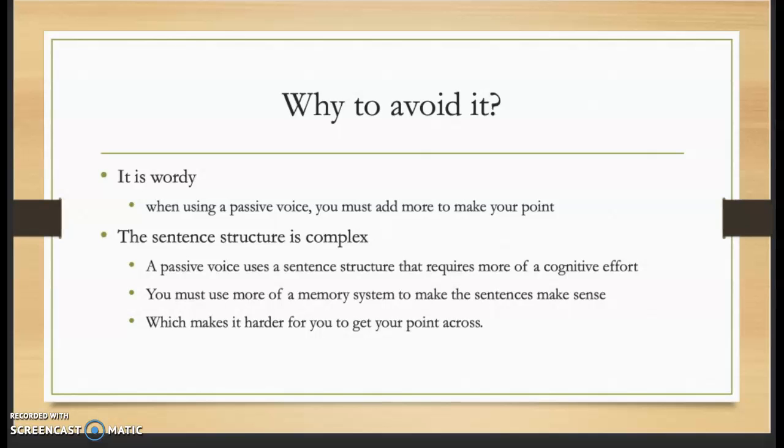Why we try to avoid using passive voice. For one, it is wordy. When using a passive voice, you must add more to make your point come across. Secondly, the sentence structure is complex. A passive voice uses a sentence structure that requires more of a cognitive effort. It also requires you to use more of a memory system to make the sentences make sense, which makes it harder for you to get your point across because you seem to be adding more and more to what you're trying to express to your reader.